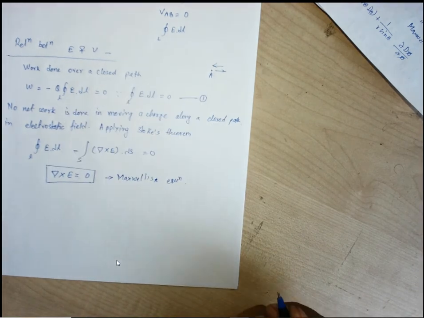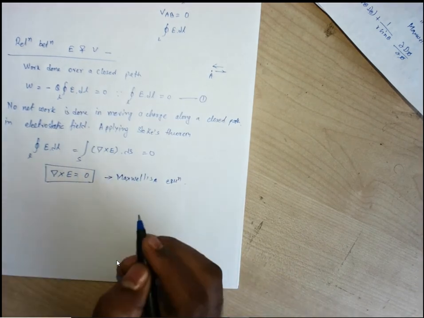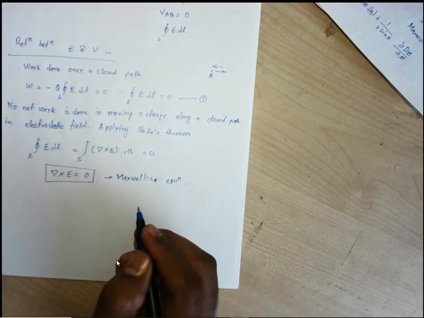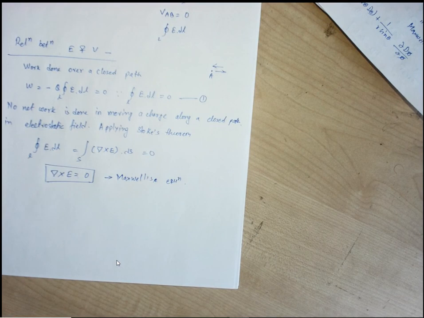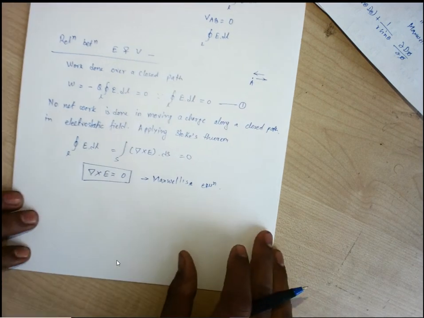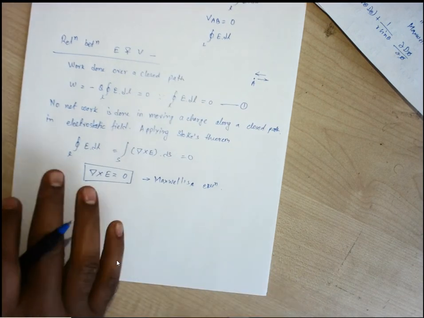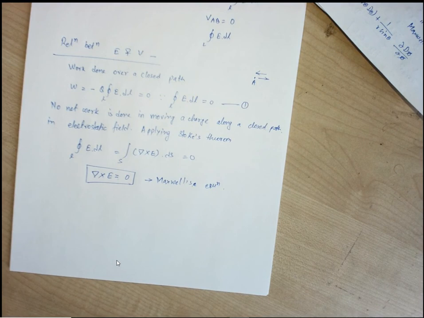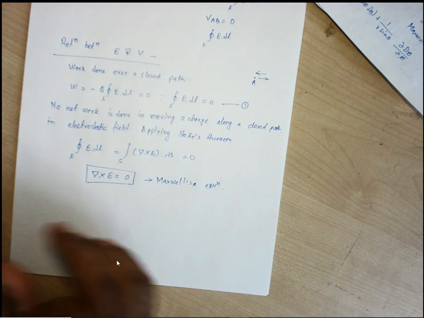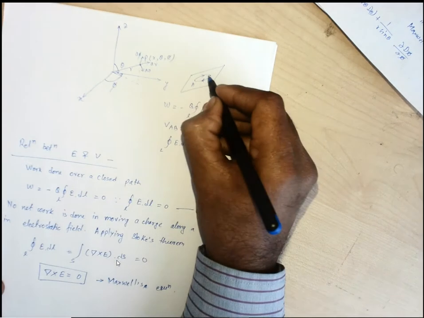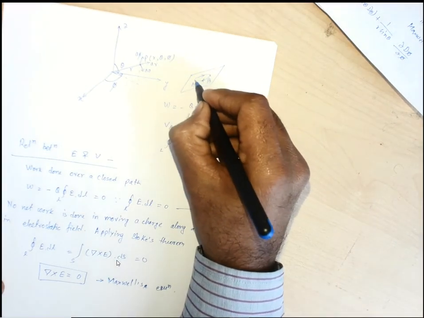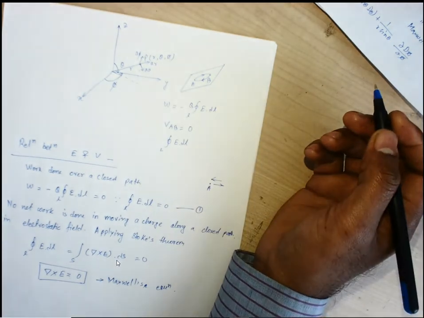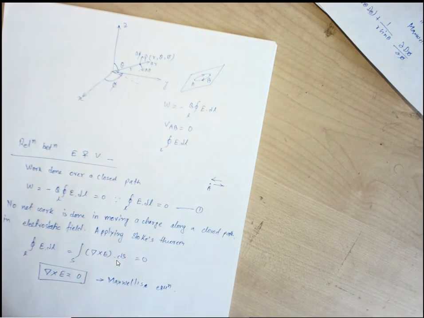Maxwell's equation. Okay, so this is another Maxwell's equation. For the electrostatic case, the electric field acts as a conservative field, so there is no net work done in moving a charge along a closed path, because this point A and this point B have the same potential. There is no potential difference on a perfect conducting surface.